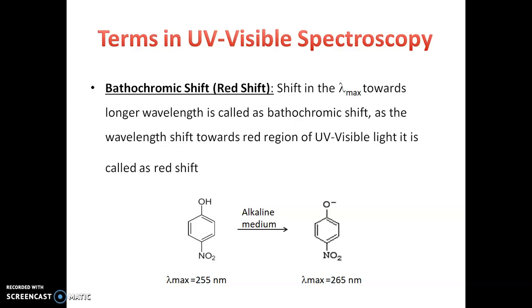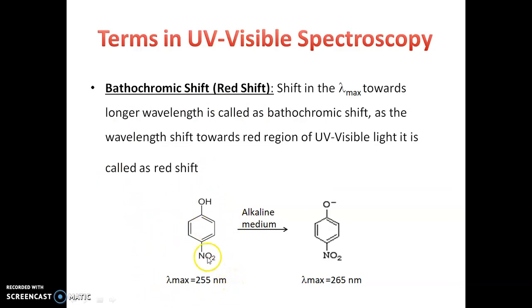Bathochromic shift. So there are shifts and effects. First is the bathochromic shift, also called a red shift. Whenever there is a shift in the lambda max towards the longer wavelength region, it is called a bathochromic shift. As the shift of wavelength is towards the infrared region, towards the longer wavelength, hence it is also called a red shift. Here we will discuss an example, which is paranitrophenol.